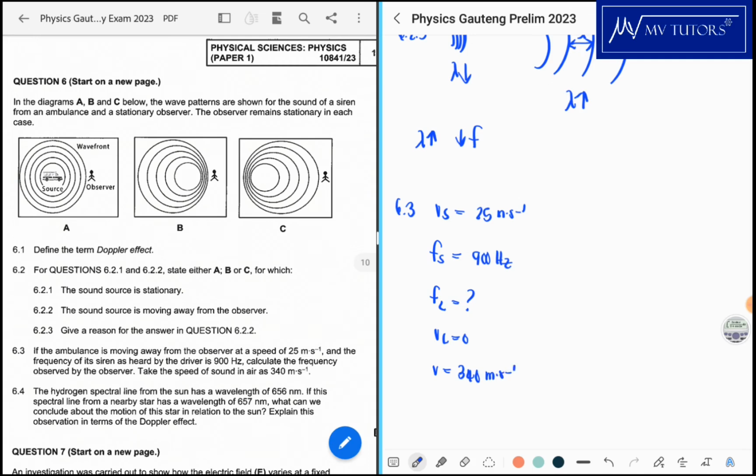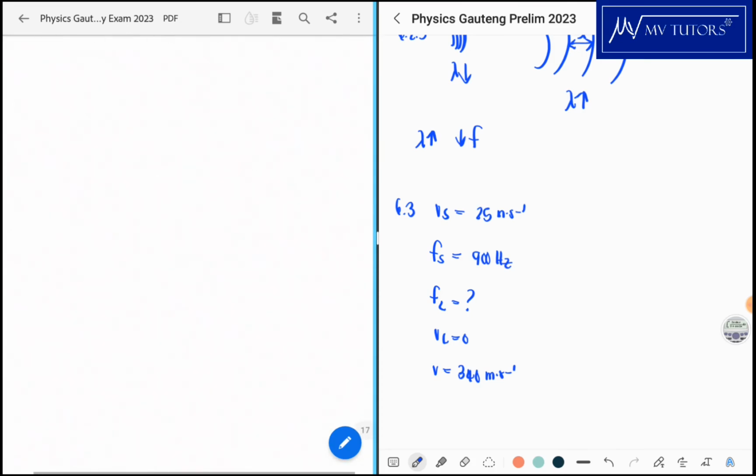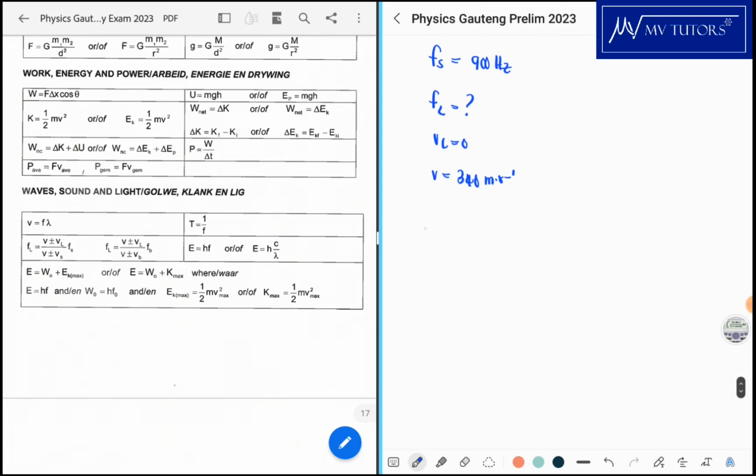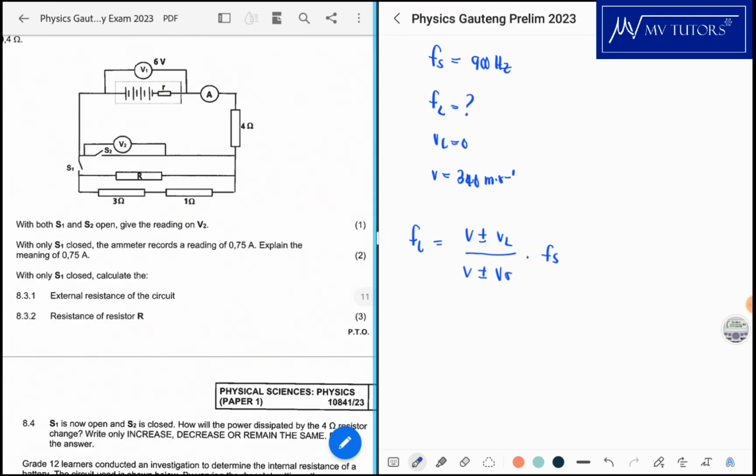We're going to use the Doppler effect formula. Is it given in the formula sheet, or is it something that you have to know? Hopefully not something you have to know. So the frequency of the listener is equal to the speed of sound in air, plus or minus the speed of the listener, over the speed of sound plus or minus the speed of the source, times the frequency of the source. Let's go back to our question.